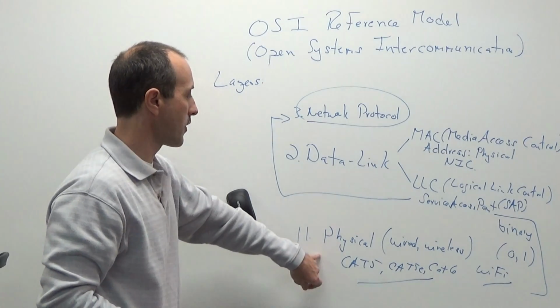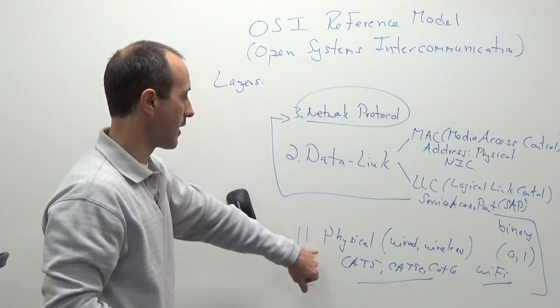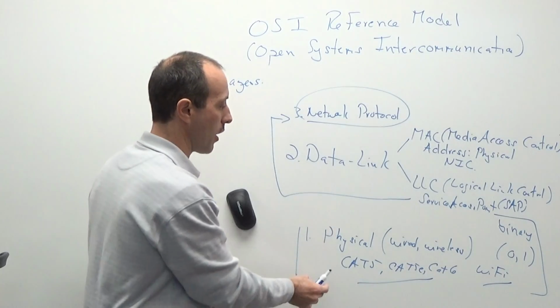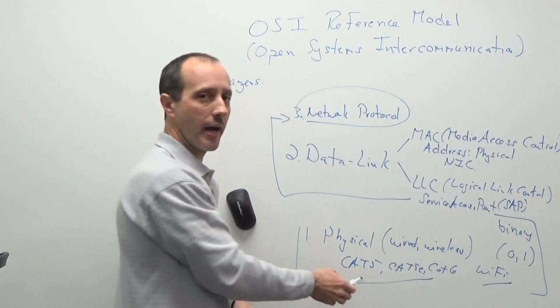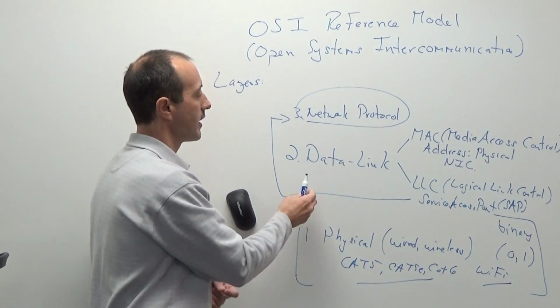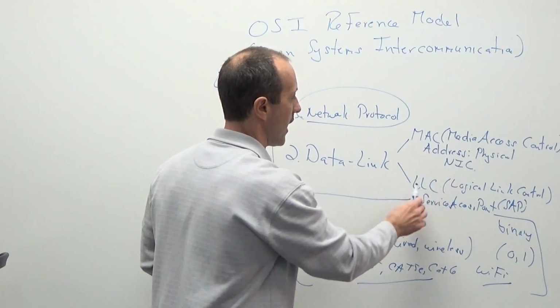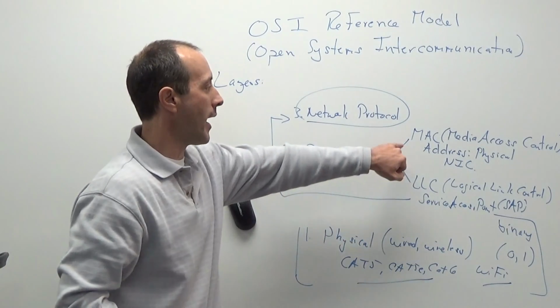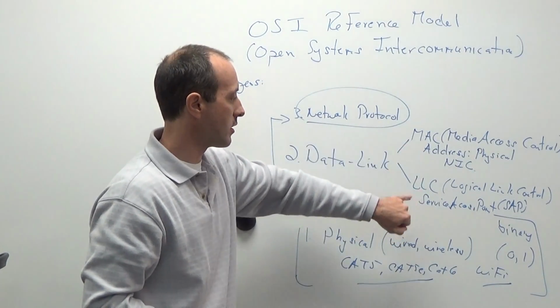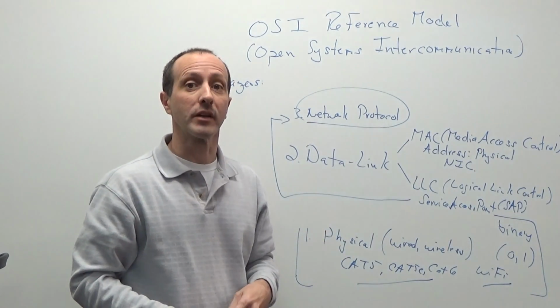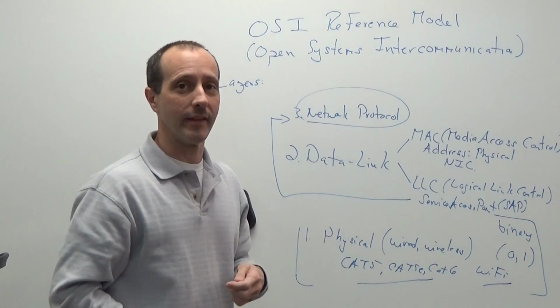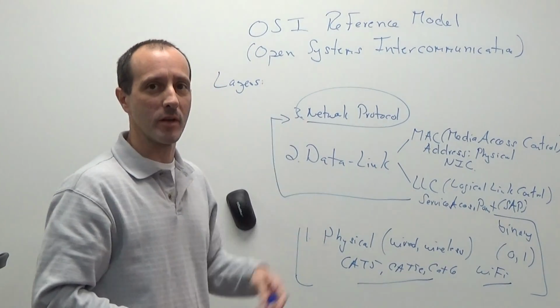What you need to know for physical and data link is that the physical layer handles the wired and wireless technologies and the transportation of data. The data link layer 2 has, well, two sublayers, the MAC and LLC. MAC is the media access control information. LLC is the logical link control information. Join me again next time as we go up the OSI reference model.